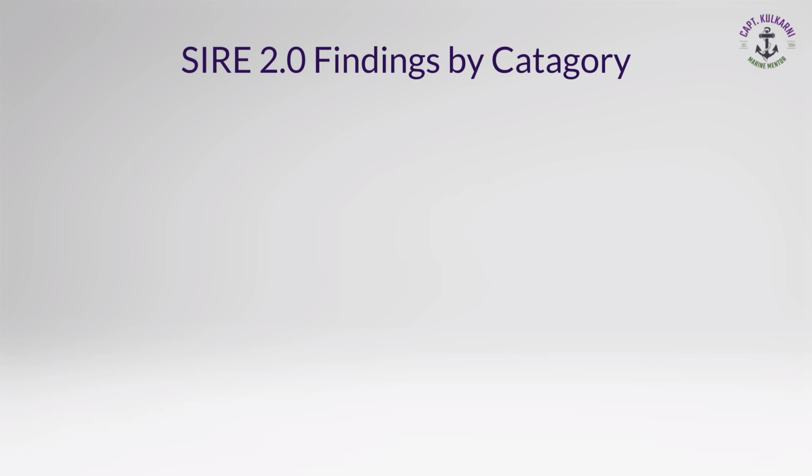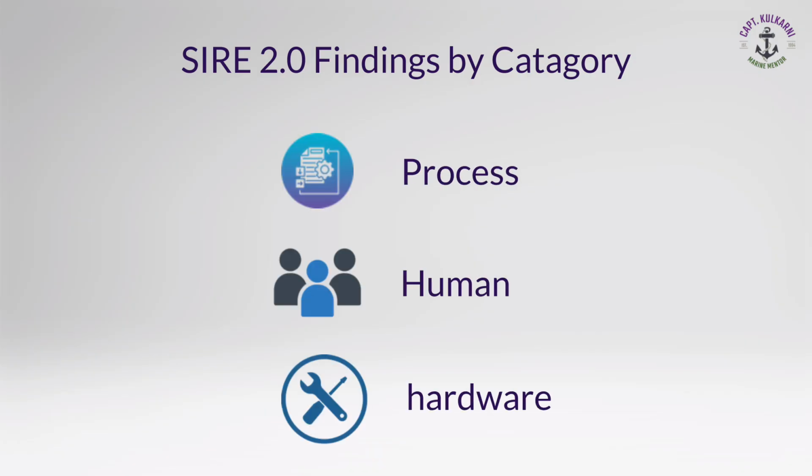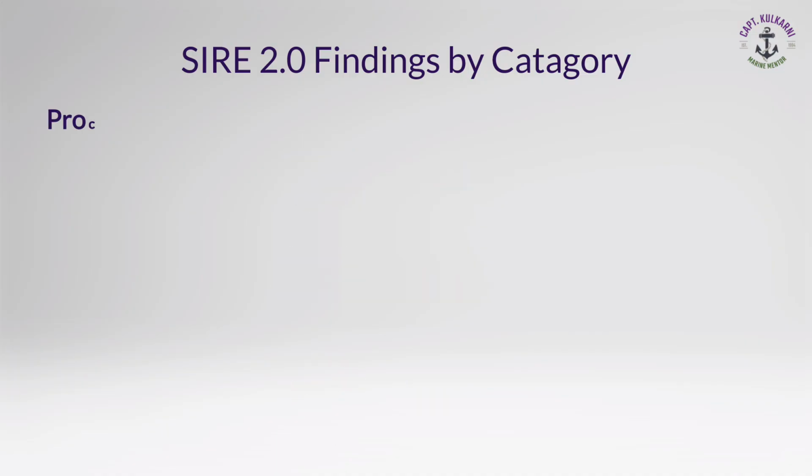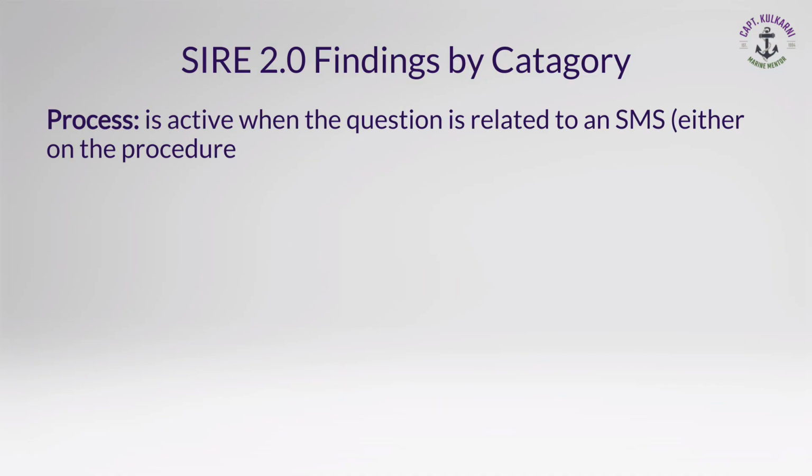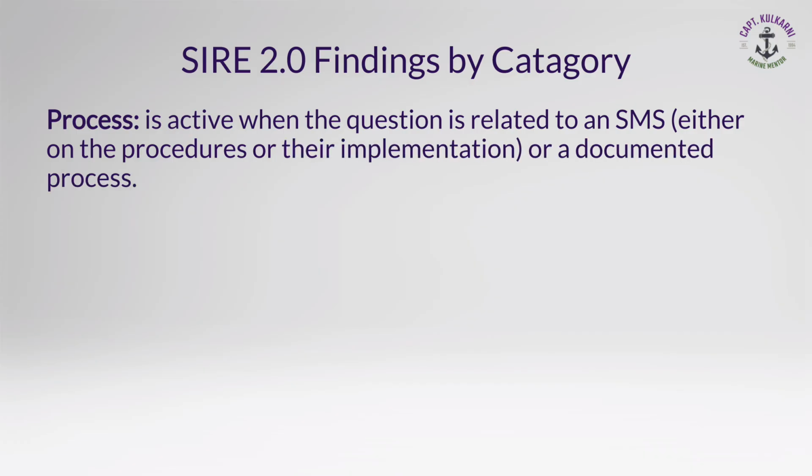In SIRE 2.0, inspectors' reportings are primarily categorized in three categories. First is the process, second is human, and third is the hardware. Process is when either the procedure is not correctly implemented or it is not correctly documented.